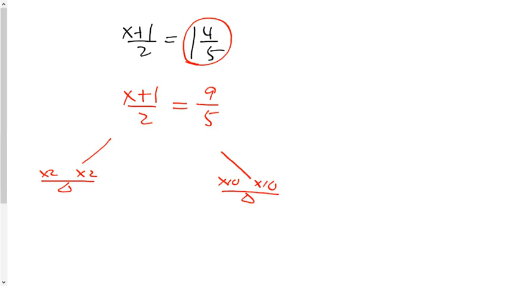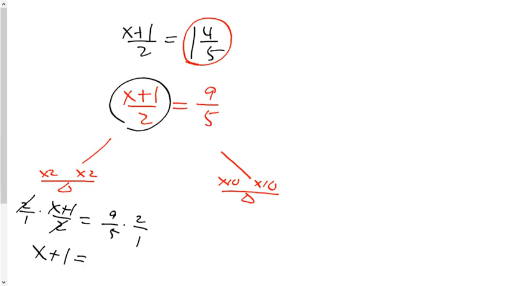How many multiply both sides by 10? Okay, how many multiply both sides by 2? Both methods work. I'm going to do both. So if I take this equation and multiply both sides by 2, multiplying this side by 2 and multiplying this side by 2, cross-reduce, what do I end up with? Just x plus 1. If I take half of x plus 1 and double it, I have x plus 1. If I take 9/5 and I multiply it by 2, I get 18/5.